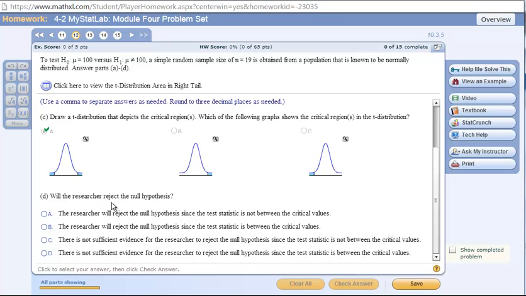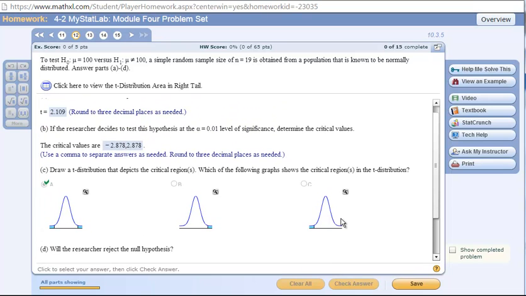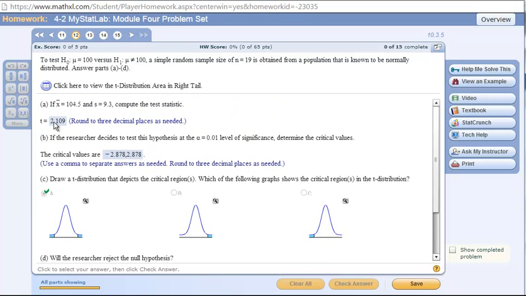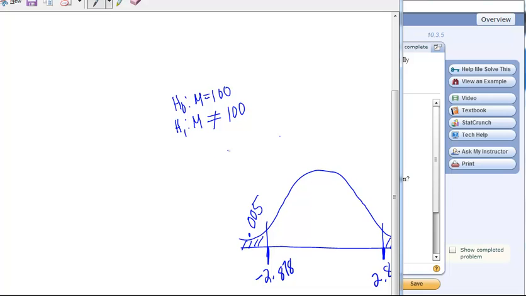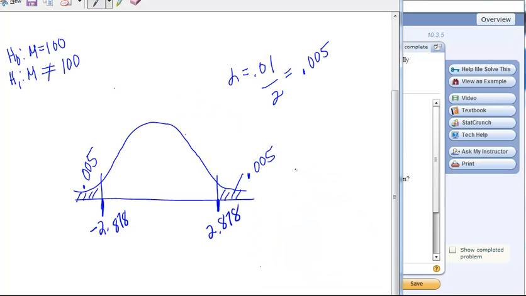Okay, will the researcher reject the null hypothesis? Let's take a look at this. We have some good information here. These are the critical values, and our test statistic is 2.109. So let's take a look at that. 2.109 would be someplace, let's say, around here. So it's closer to the mean, and it's not in the rejection area down here in the tail. So we would not reject the null.